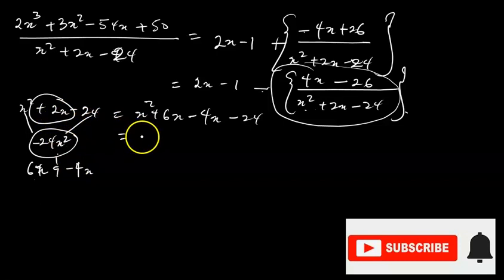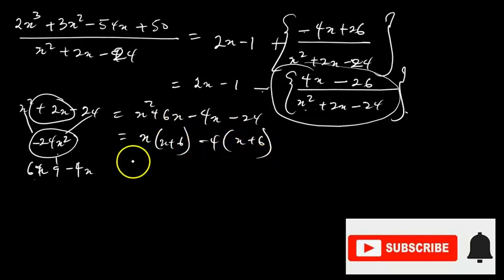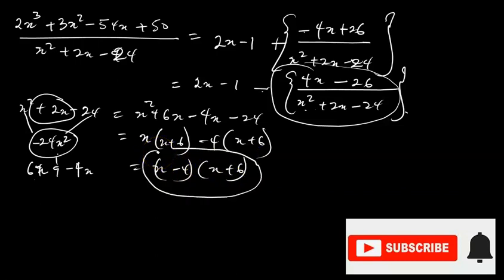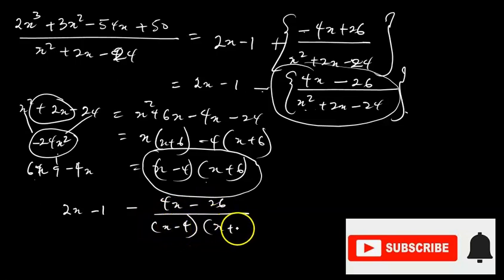So this is now on factorization the same thing as x into x plus 6 minus 4 into x plus 6, so that my expression becomes x minus 4 into x plus 6. So in place of x squared plus 2x minus 24, I can put this expression in there. So my equation becomes 2x minus 1 minus 4x minus 26 over x minus 4 into x plus 6.